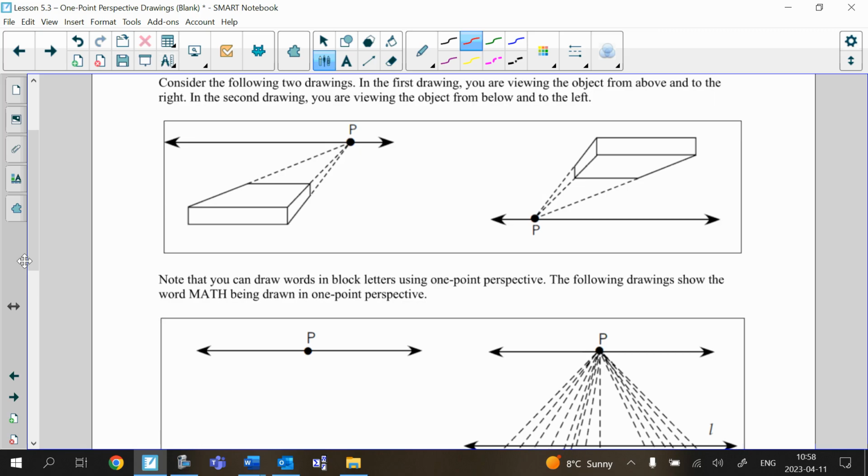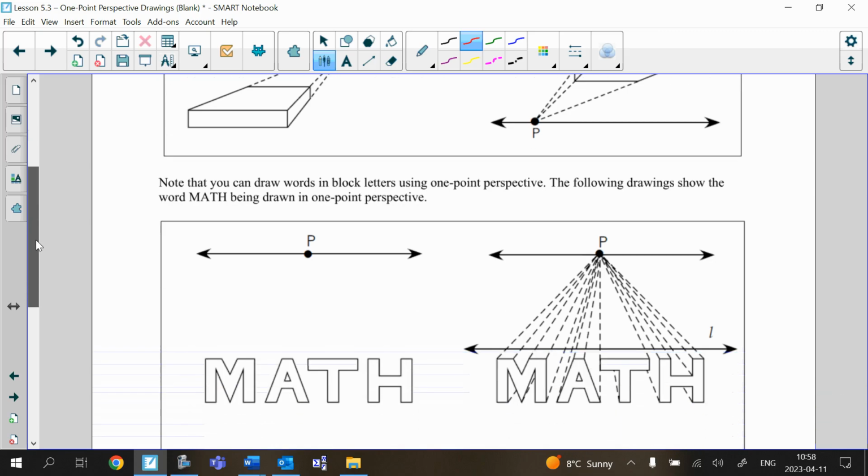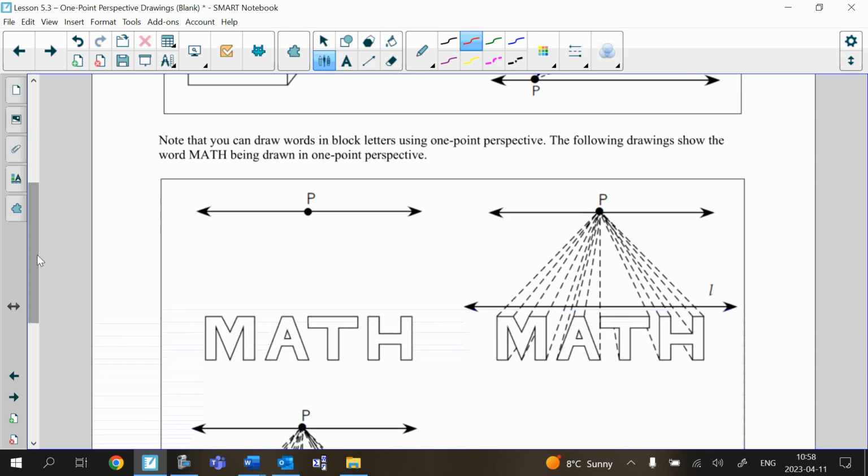And it's not just rectangular solids that we can do. Another thing that we can often use one-point perspectives with is block letters. So you can see how the block letters, obviously it's a little bit more complicated, but it's the same idea as the rectangular solid. So all we do is we take corners of all the letters, draw dashed lines to the vanishing point, draw another horizontal line to create the depth, and then finish it from there.